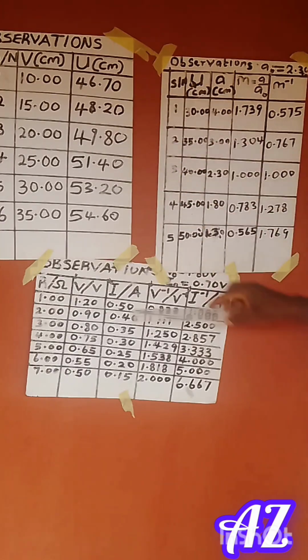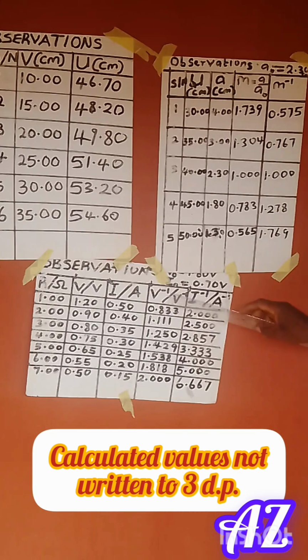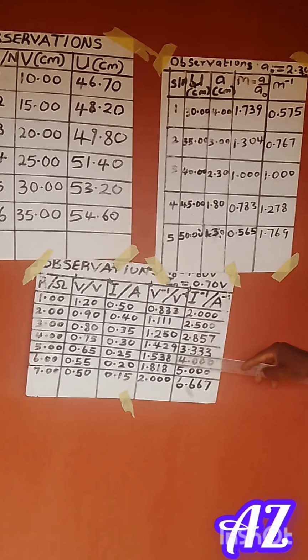Then the next one is calculated values. If they are not expressed to at least 3 decimal places, you are already losing marks for this. So you must ensure that all these calculated values are to 3 decimal places, or else you lose marks.